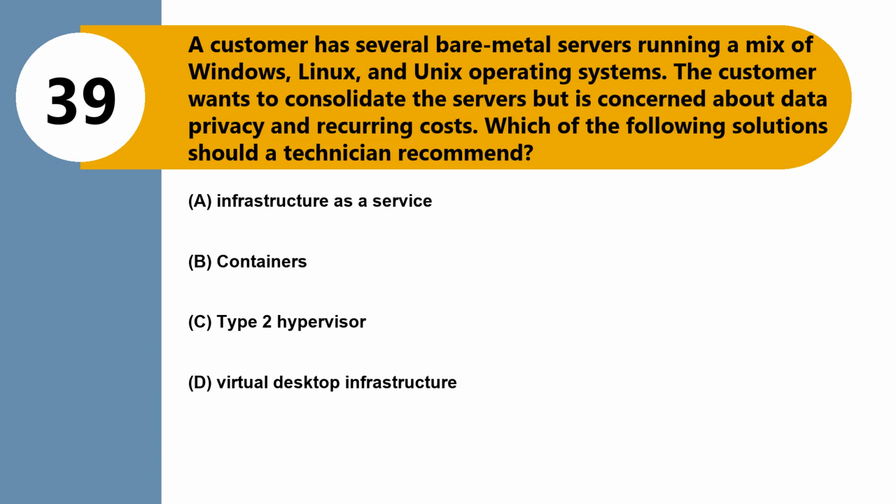Question 39. A customer has several bare metal servers running a mix of Windows, Linux, and Unix operating systems. The customer wants to consolidate the servers but is concerned about data privacy and recurring costs. Which of the following solutions should a technician recommend? Option A, infrastructure as a service. Option B, containers. Option C, Type 2 hypervisor. Option D, virtual desktop infrastructure.